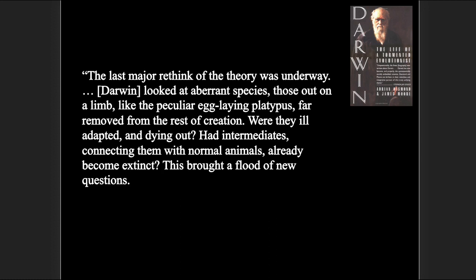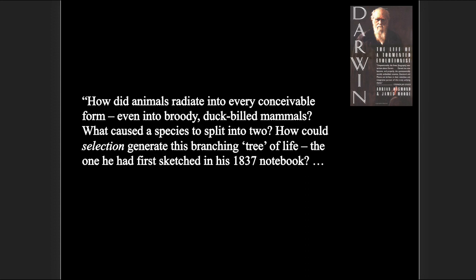So interjecting here, this is good because it points out how contradictory the theory was, even with Darwin, with the evidence that he had at hand. It wasn't as though the theory was just falling right into place and the evidence fit the theory just so well. Darwin was struggling with the evidence. Continuing. How did animals radiate into every conceivable form, even into broody duck-billed mammals? What caused a species to split into 2? How could selection generate this branching tree of life, the one he had first sketched in his 1837 notebook?